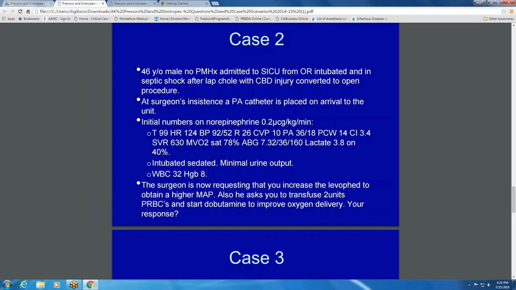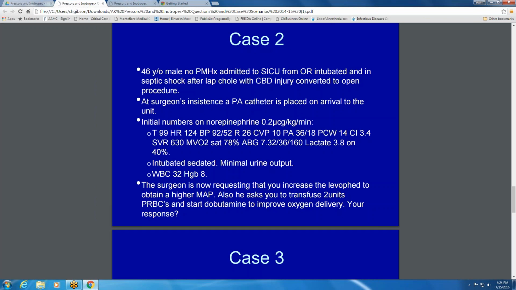Initial numbers on norepinephrine of 0.2 mcg/kg/min: temperature of 99, heart rate 124, blood pressure 92/52, breathing at 26, CVP of 10. PA pressures are 36/18, wedge pressure is 14, cardiac index is 3.4, the SVR is 630, the mixed venous oxygen saturation is 78%. Blood gas is 7.32/36/160 with a lactate of 3.8 on 40%. Patient's intubated and sedated with minimal urine output, has a white count of 32, a hemoglobin of 8.